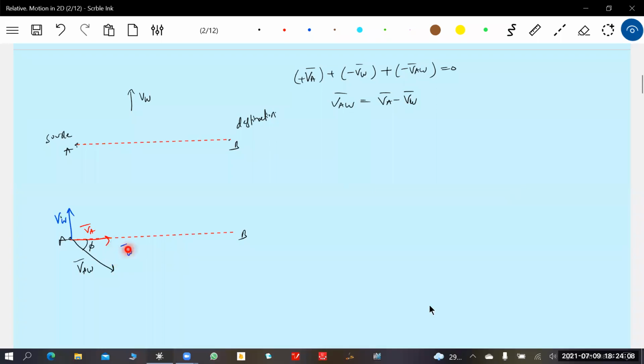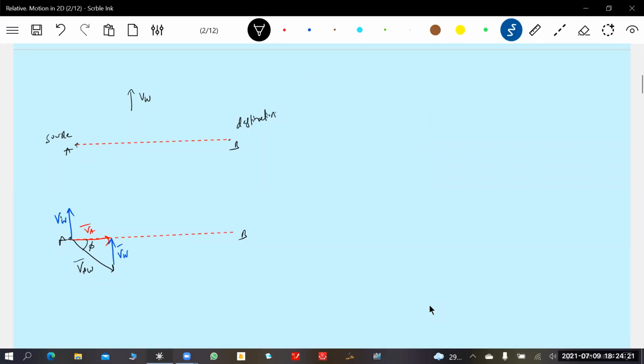Actually, the wind will push here. So this VW bar, just bring it here. Nothing to do. Now write the equation. I'll end up with the same thing. Nothing wrong with it. But this is the correct way of analyzing things.